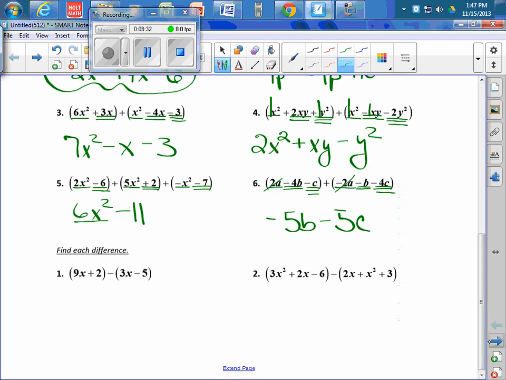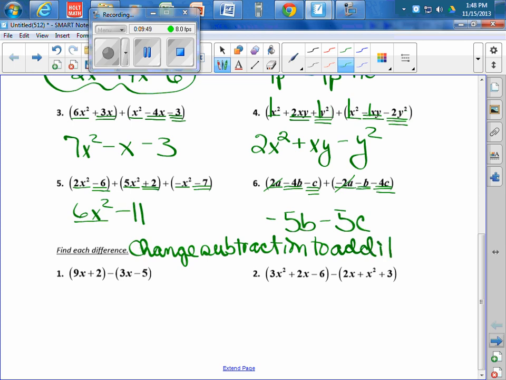But now let's talk about the difference. Write this down. Change subtraction to addition. And here's what you're going to do to do that. Make the minus sign a plus sign, because now we're subtracting, aren't we? We'll change it to a plus.